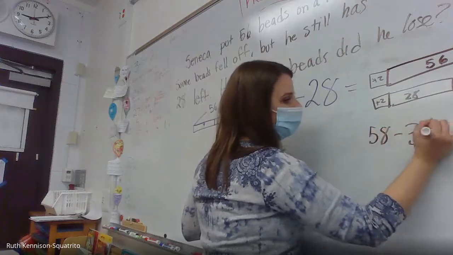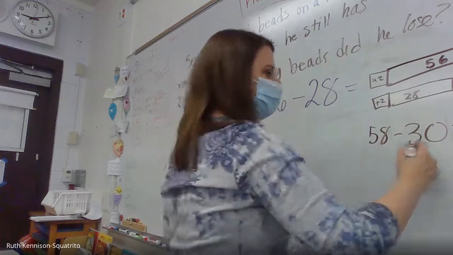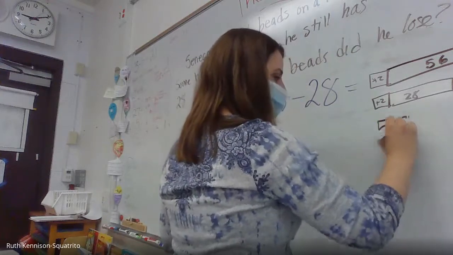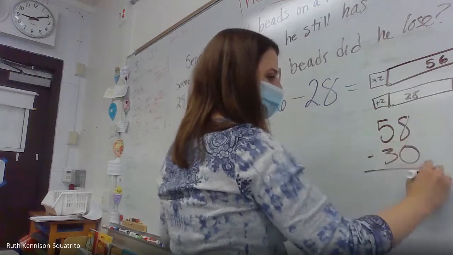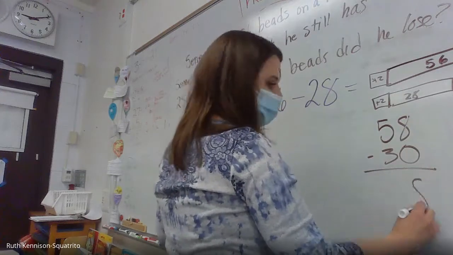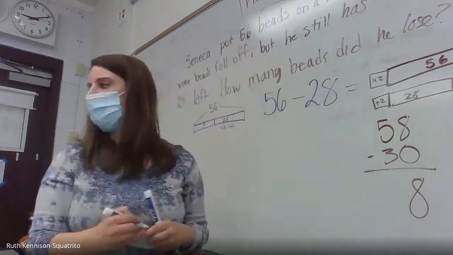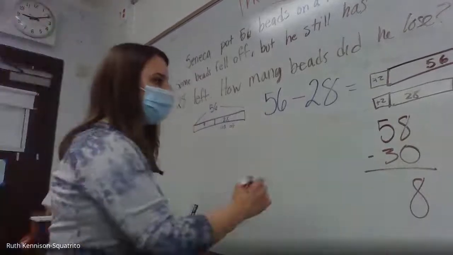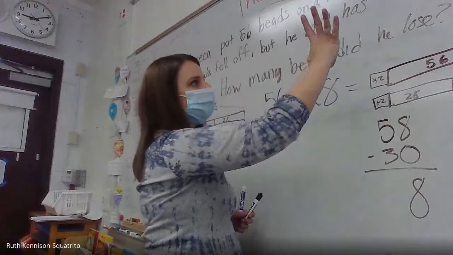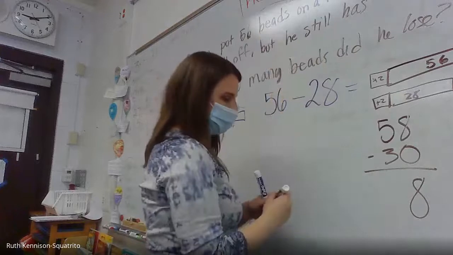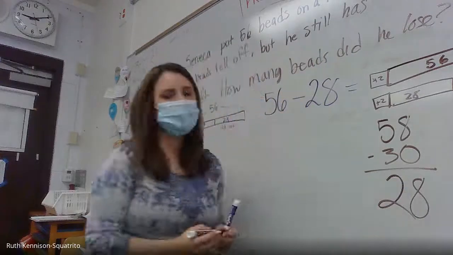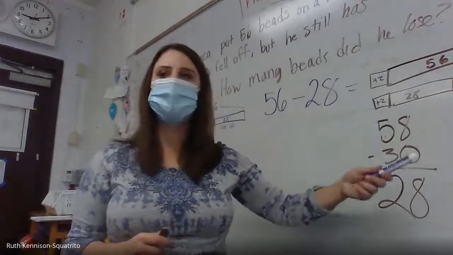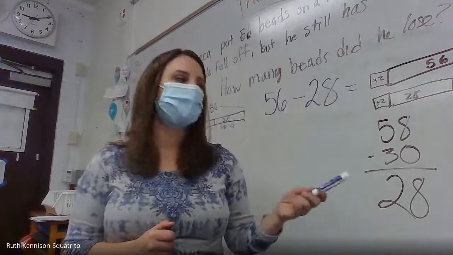58 minus 30, which if we line it up the way that we like to line it up, 58 minus 30, 8 minus 0 is 8, right? If you have 8 and you take away nothing, you have 8. And then 5 minus 3, if you have 5, you take away 1, 2, 3, you have 2. 28. Do you see how quick that was? By remembering that, we can add 2 to both sides to make that into a friendly number.